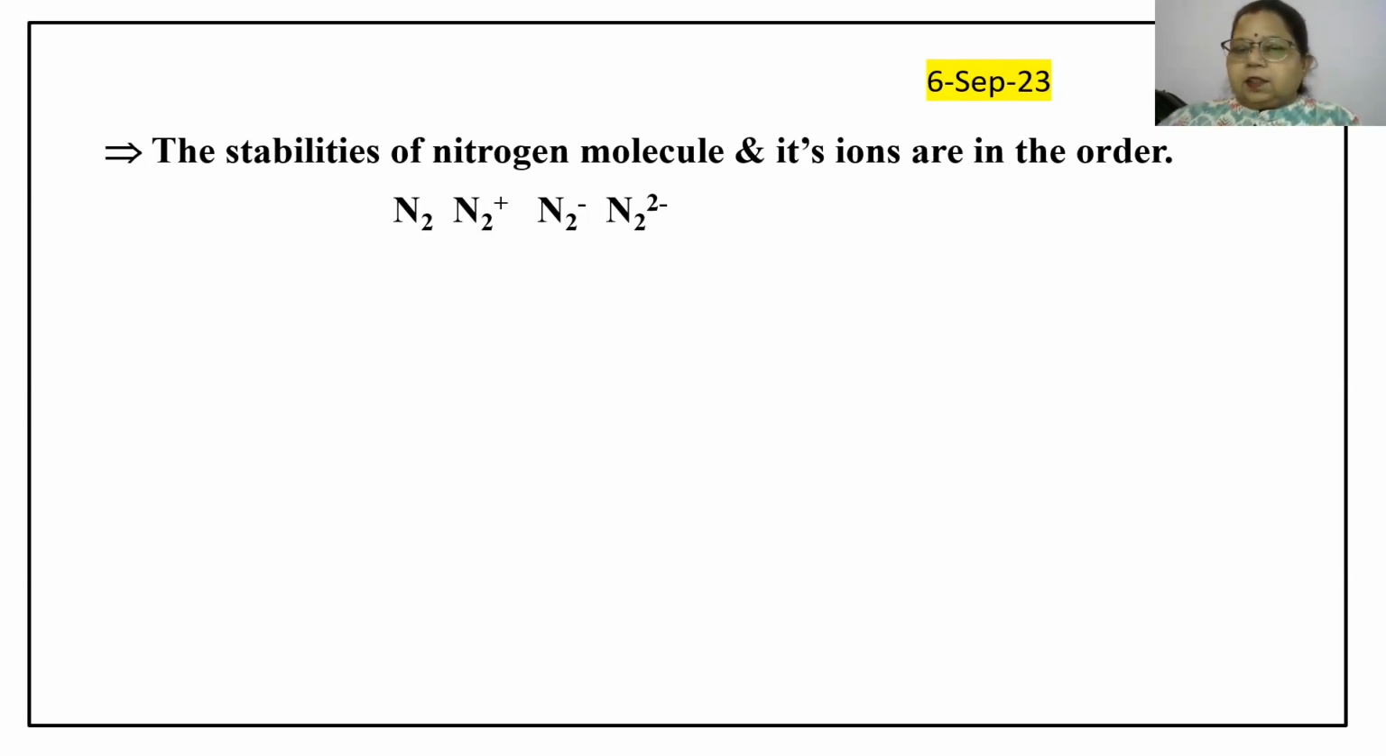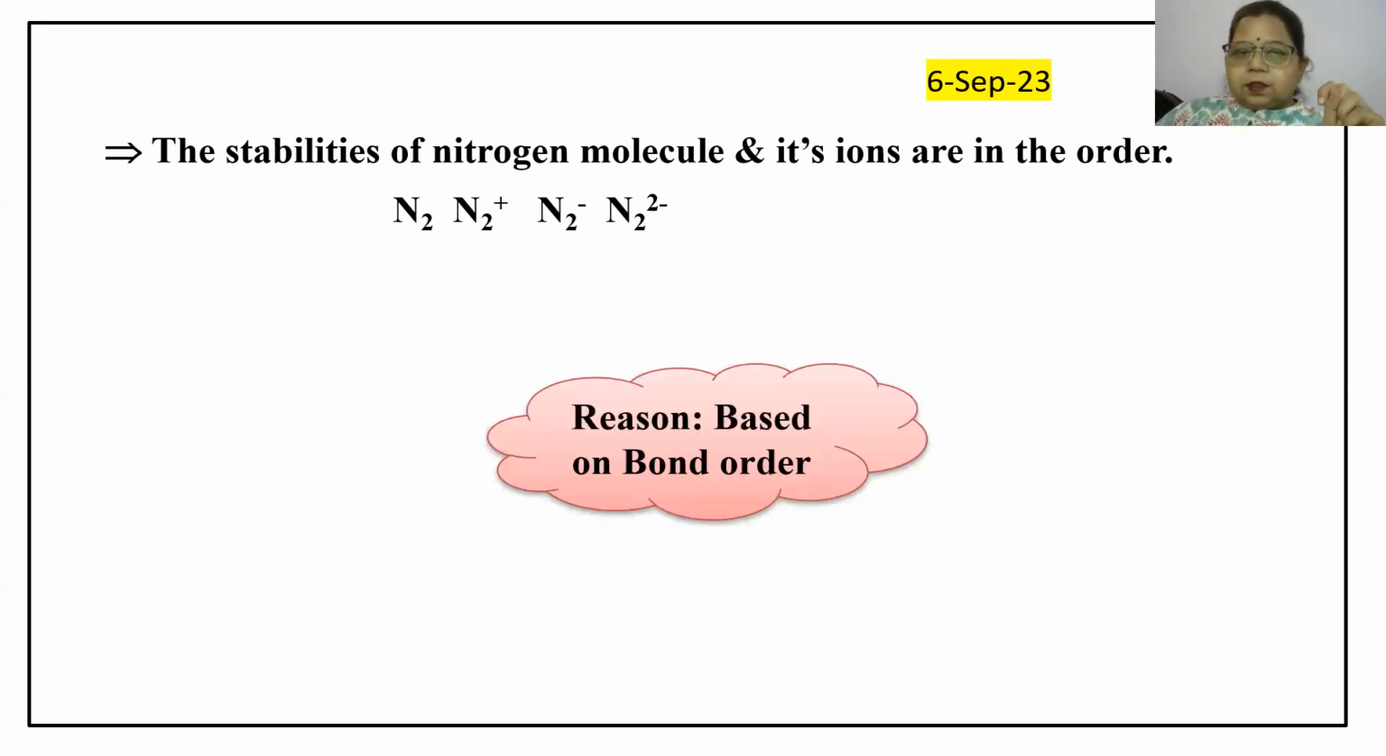Okay, let me then answer the question. See, the hint for this question is you have to find the bond order of the given species. I'm using the word species because nitrogen is a molecule, the rest of them are ions. They can be collectively called species.